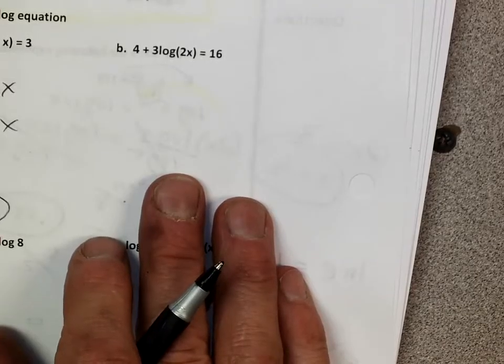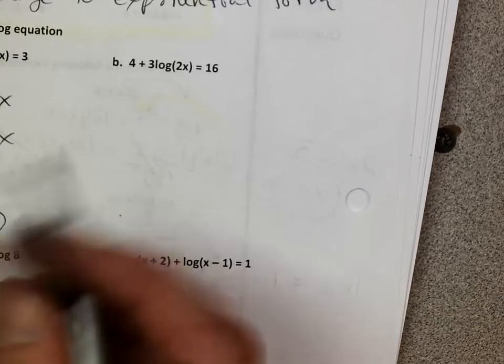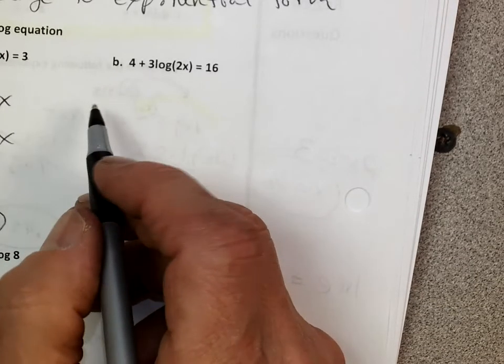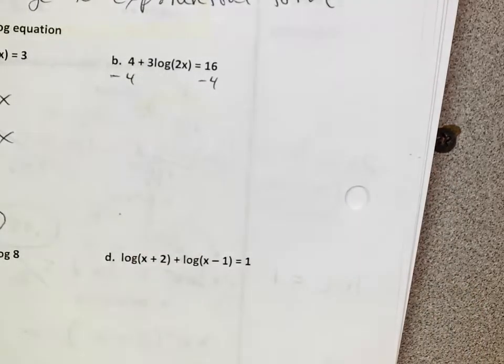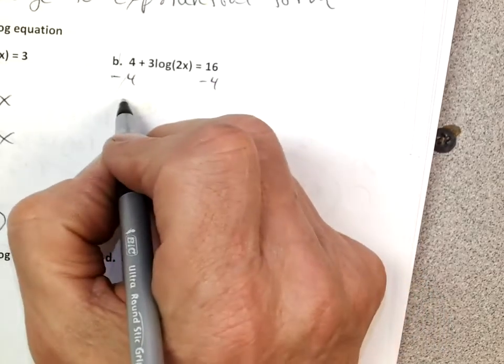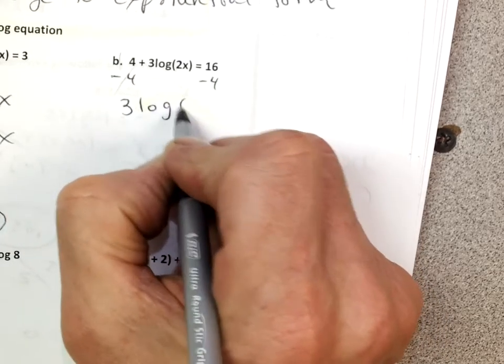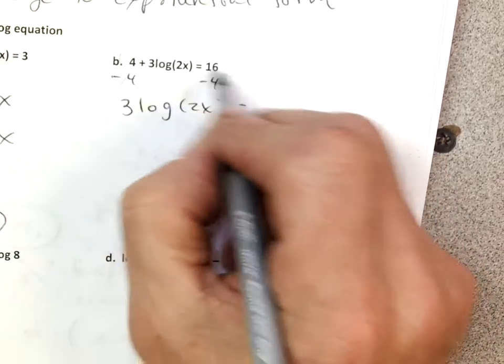What do you think about B? Well, let's get rid of this 4 first. It's kind of annoying. Let's just subtract out the 4. Subtract 4, cancels out, gone. So we have 3 log of 2x equals 12.